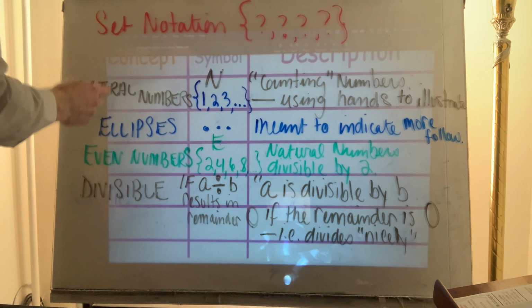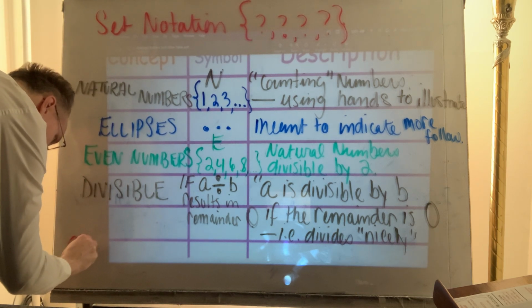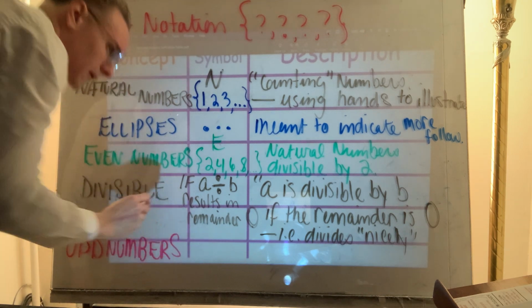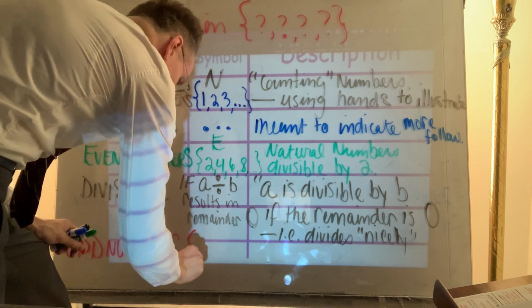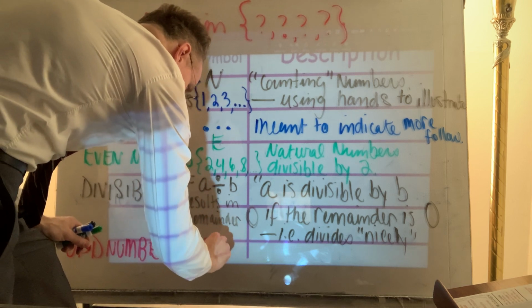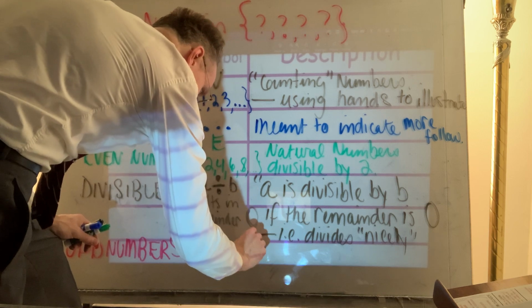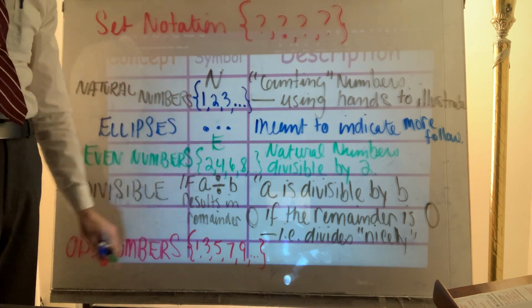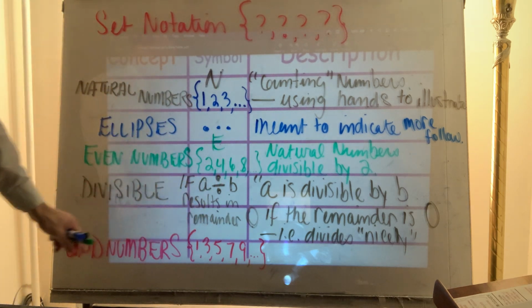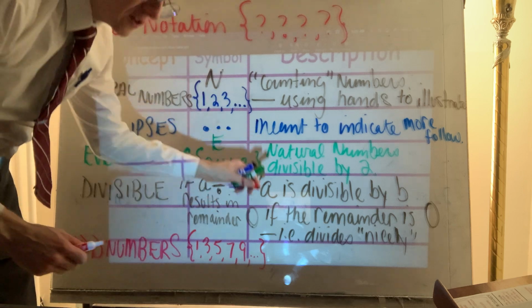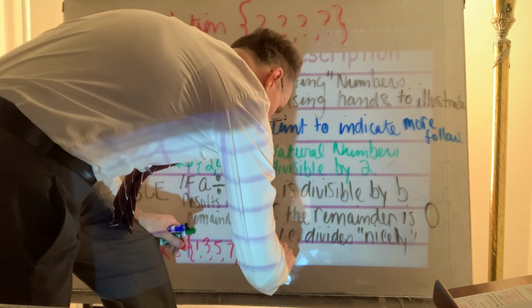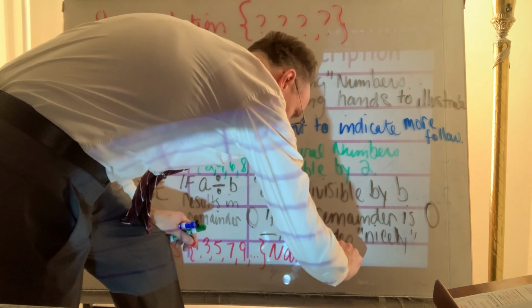In terms of terminology, the odd numbers. The odd numbers are 1, 3, 5, 7, 9, and it would go beyond that. 2, 4, 6, 8 is just the first 4 of the evens. 1, 3, 5, 7, 9 is just the first 5 of the odd numbers. Sticking with the same idea, axiomatically, these are natural numbers not divisible by 2.